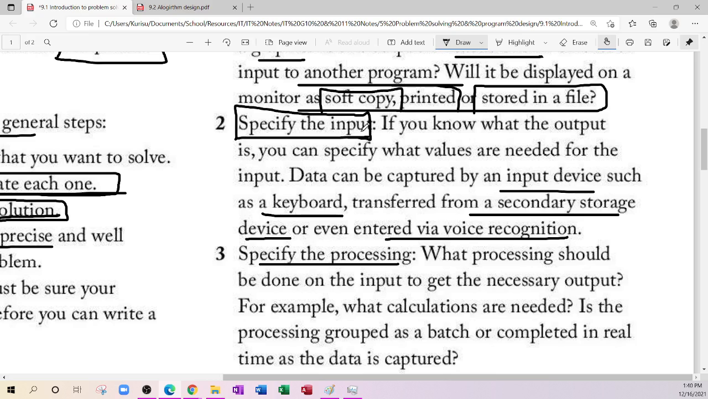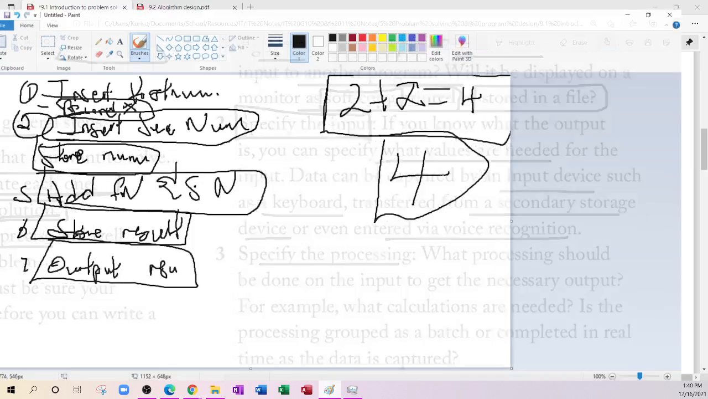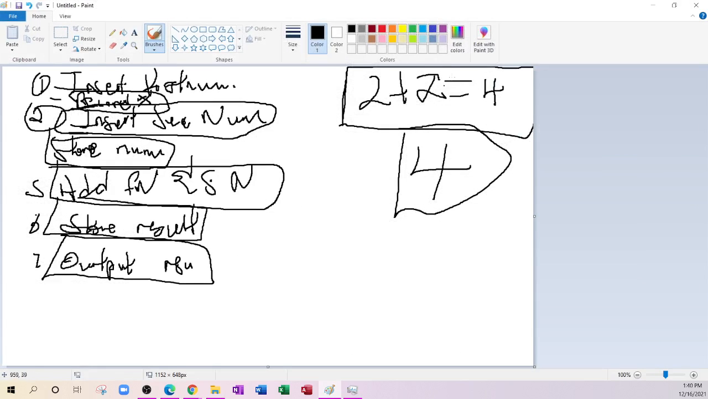So the input, how are you going to input the data? Do they have to type in the data? Do they have to speak the data? What are they going to do? But most importantly, you have to say what is the input. What are the values that are needed? Is the person supposed to type in their name? Are they supposed to put in numbers? So in my case here, they need to input numbers. They need to input 2 numbers to be exact. Number 1, number 2. So that is my input here.